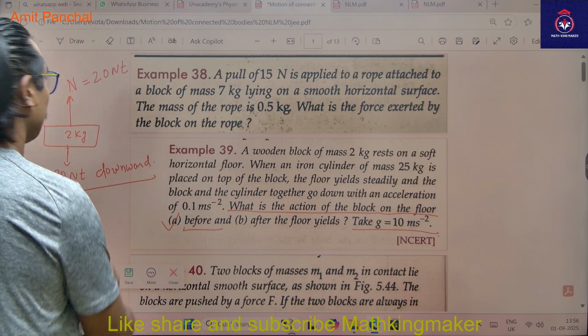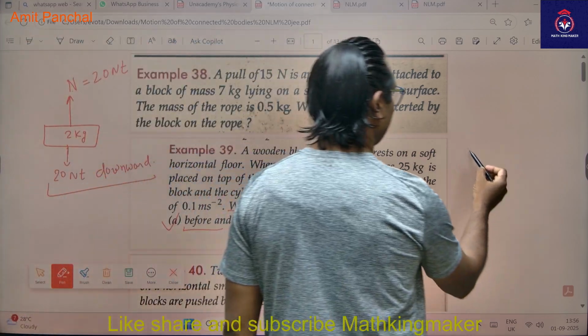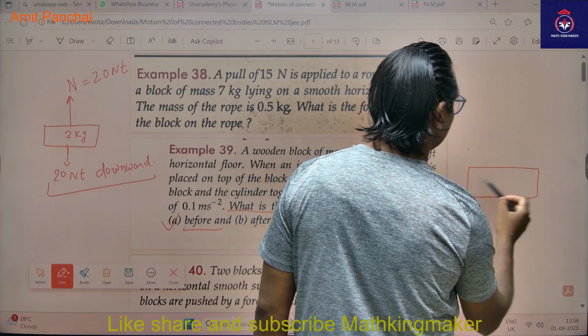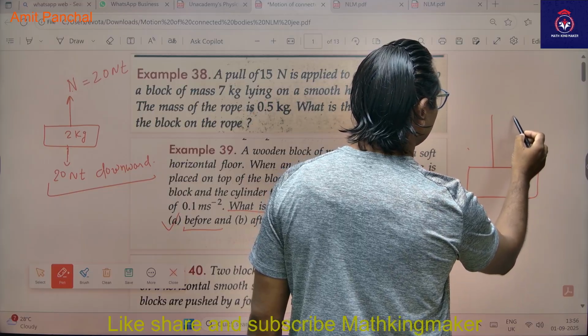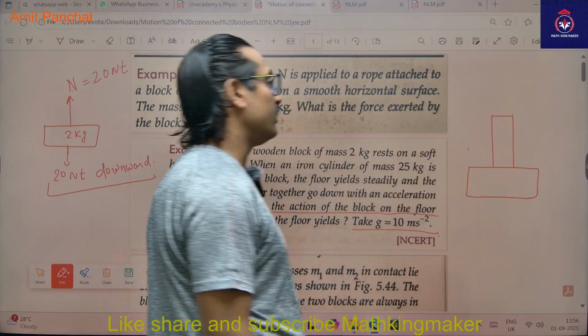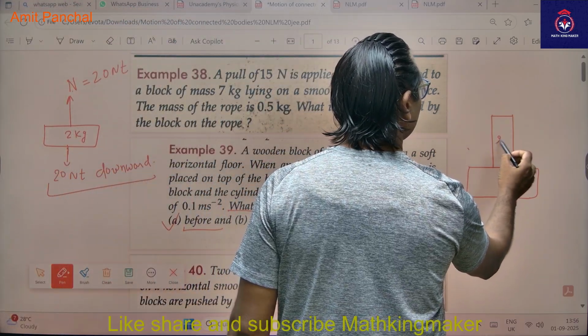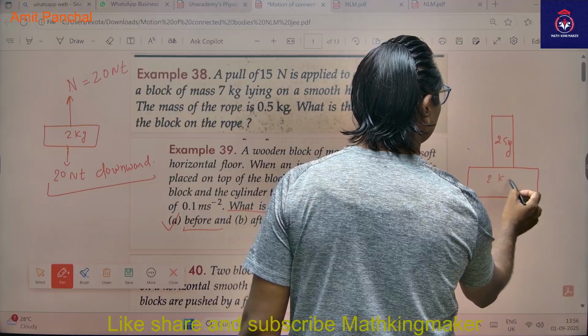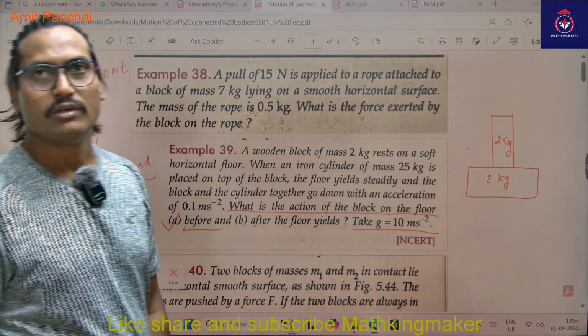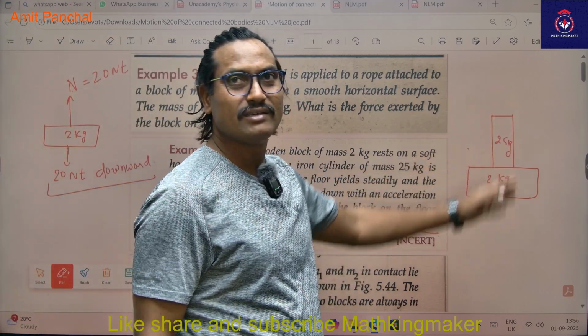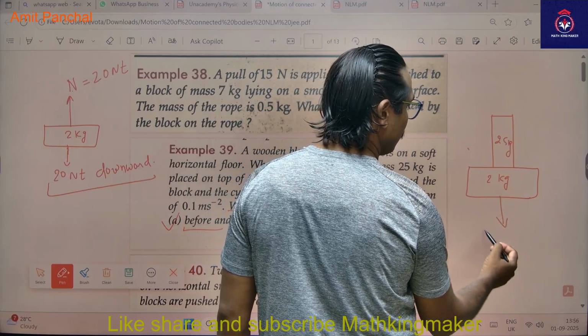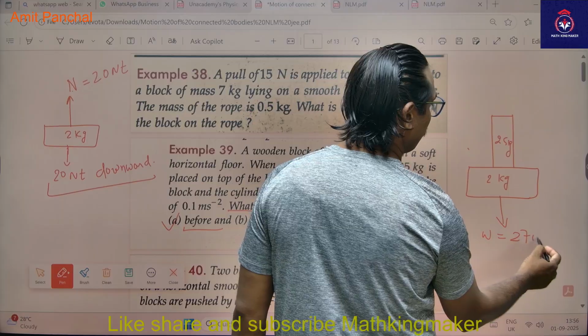Once you put a cylinder on that, what happens? Once you are putting a cylinder over it, combinedly it becomes how much? You are putting 25 kg, and it is 2 kg. So the entire system is of 27 kg. So how much weight will be there? That will be 270 Newton.